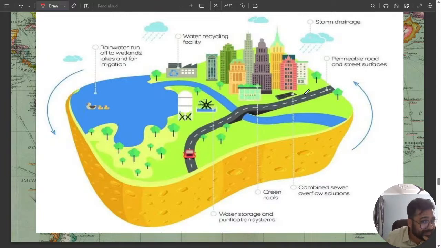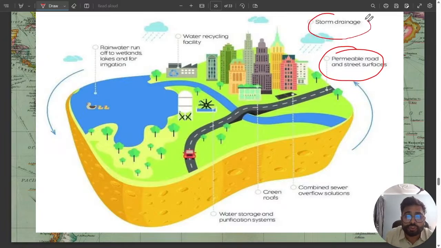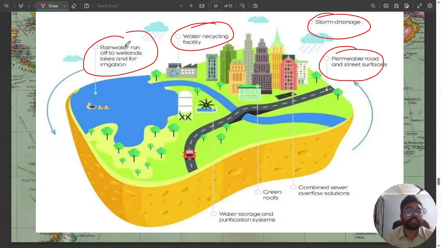Like if you can see this diagram, developing permeable road structures, storm drainage, water recycling facilities, rainwater that can run off to the wetlands and lakes. Maybe we can develop artificial lakes. Green roof will help you. Urban gardening and green roofs will help you cool down the urban heat island effect. So all these are basically part of how you can mitigate urban flooding.